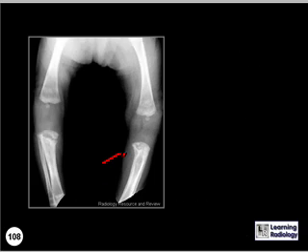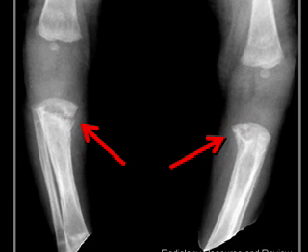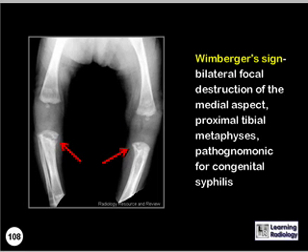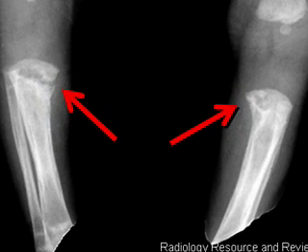What is the name of this sign? This is Wimberger sign, bilateral focal destruction of the medial aspects of the proximal tibial metaphyses, pathognomonic for congenital syphilis. There's also periosteal reaction of both tibias.